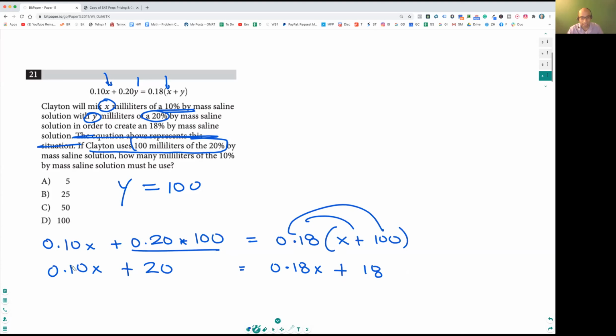Now, I think you guys can solve it. Remember, this is just unnecessarily complicated. All they're saying is use 100 milliliters of this 20 and just put it inside here. So everything Y is going to be 100. Okay, so now super simple. Group it together. Always move this to the other side so it's a positive number. So 0.18 minus 0.1, and this one, move it to the other side, 20 minus 18. I'm just going to write this as 2 over here. And this is going to be 0.8.